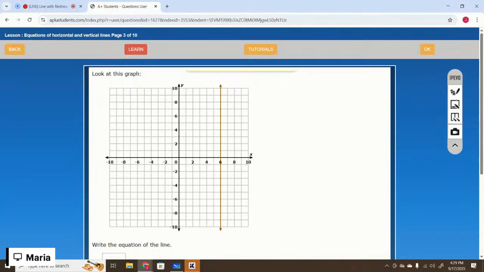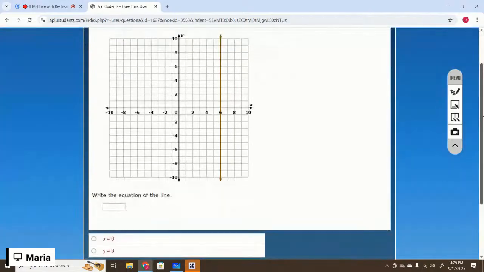Look at this graph. That is x equals 6. Option number 1 is the correct option.